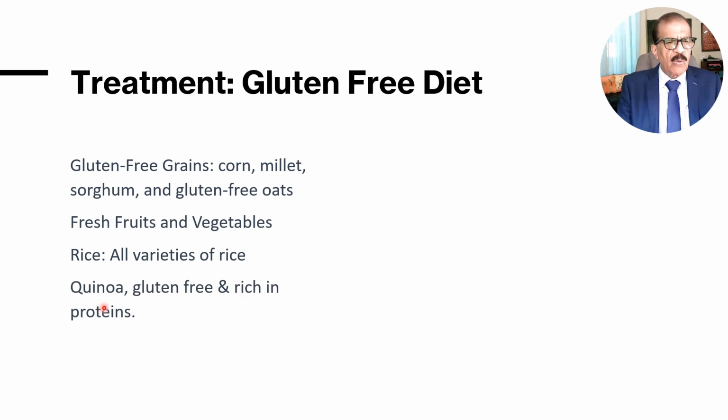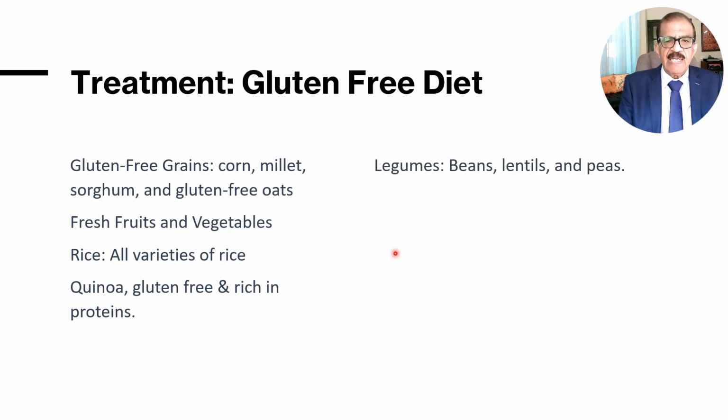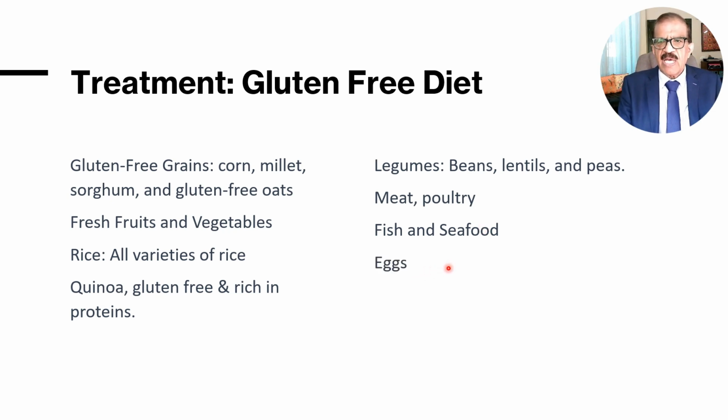Quinoa is gluten free and rich in proteins, but I am not sure what it is called in our language; it is supposedly a good grain. Then legumes, beans, lentils and peas are gluten free. All meat and poultry is gluten free. Fish and seafood are gluten free. Eggs are gluten free, and dairy products are gluten free. I think this is quite obvious.